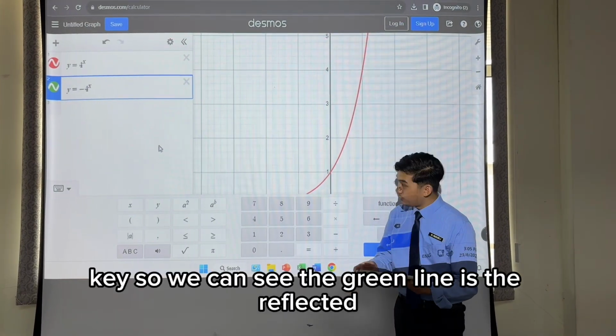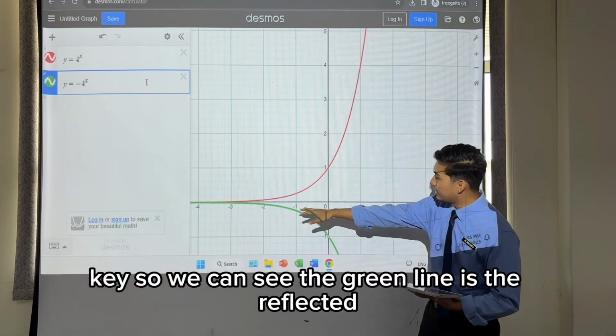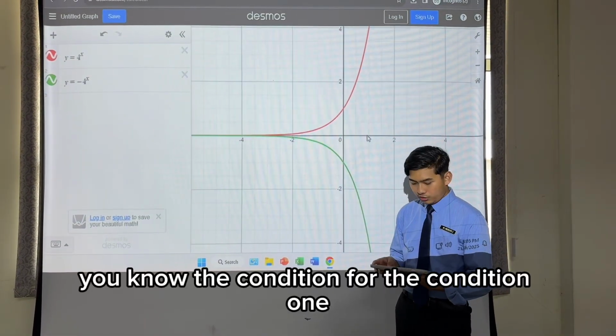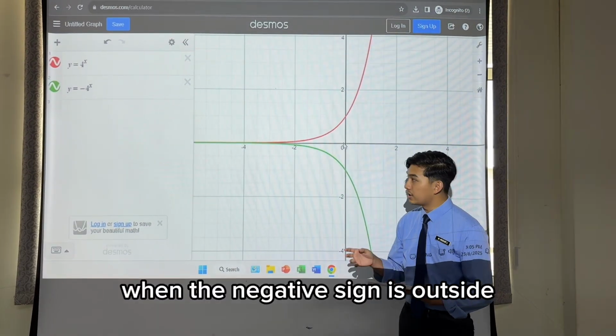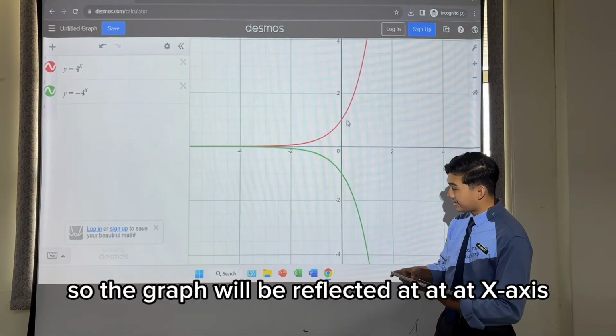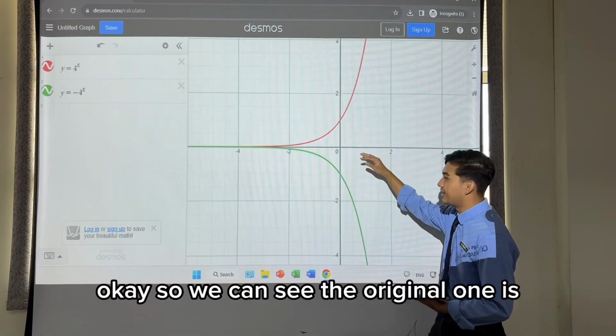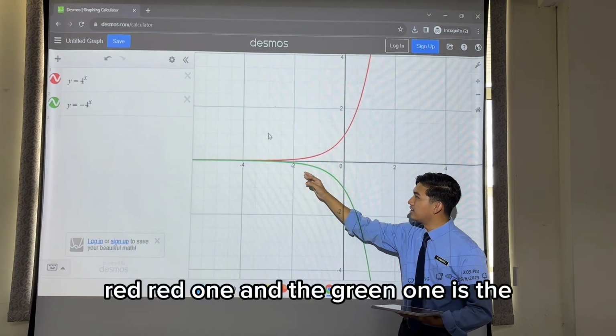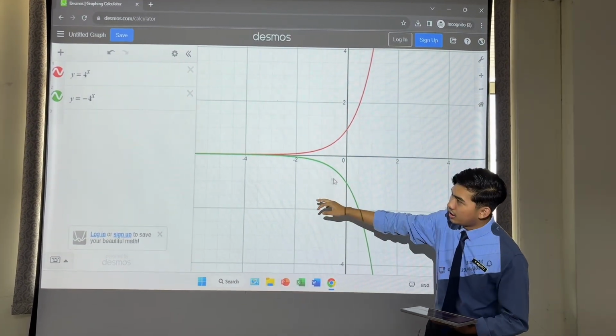Okay, so we can see the green line is the reflected one. For condition 1, when the negative sign is outside the function of x, the graph will be reflected at the x-axis. We can see the original one is the red one, and the green one is the reflected graph.